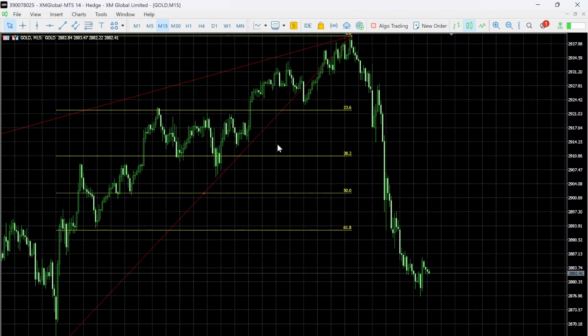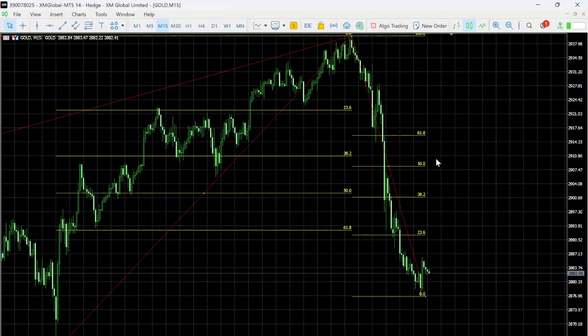If you want to sell, you draw the levels from the swing high to the swing low. You draw from here to here. So you can sell here, sell here, sell here, sell here. When price retraces here, you sell here, you sell here. That's how you draw Fibonacci lines.